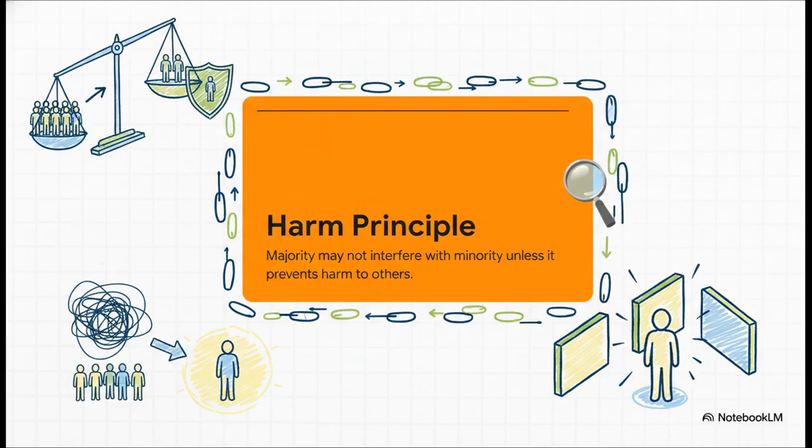Mill's harm principle shuts that down by limiting the actions of individuals and society. It strictly states that the majority cannot interfere with a minority unless they are explicitly doing so to prevent harm to other individuals.